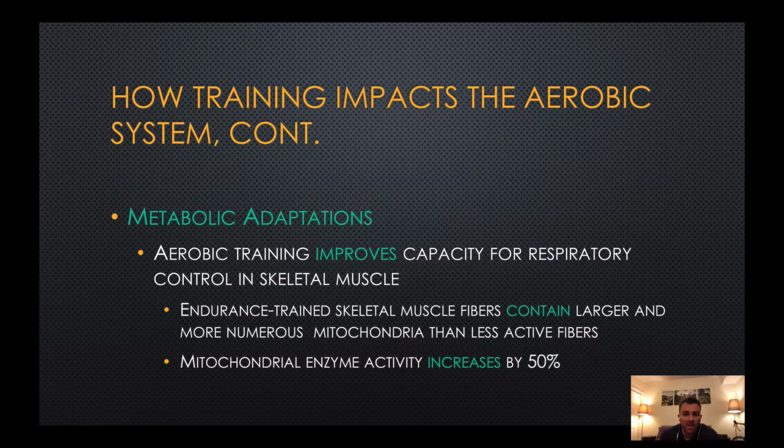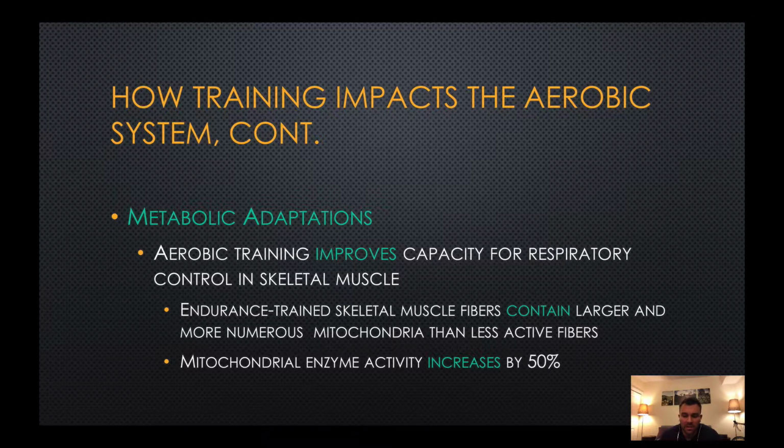In terms of metabolic adaptations, aerobic training improves capacity for your respiratory control in skeletal muscles. So endurance trained skeletal muscle fibers contain a lot more mitochondria, which is the powerhouse of the cell, where we're going to go through aerobic metabolism. That's going to allow us to use oxygen as well. Oxygen is going to be needed to help in the process of making a fuel source. We won't get into that right now. But more mitochondria is going to be extremely important.